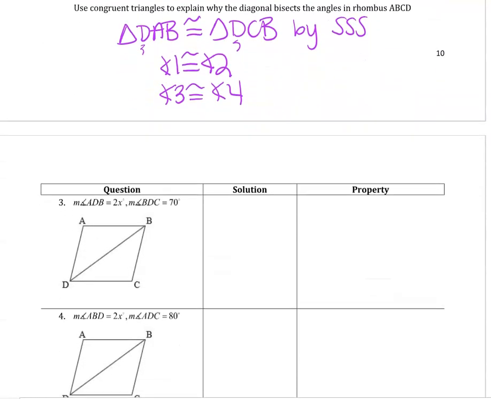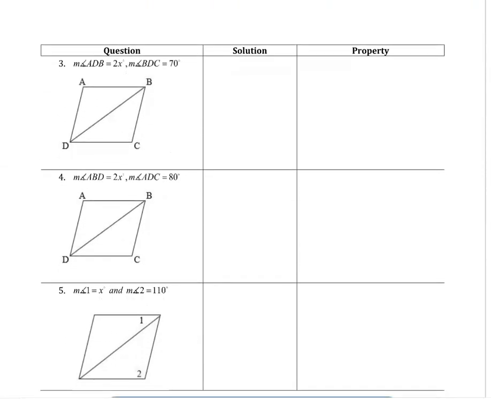All right, so on the next page. Again, I'm giving you a rhombus. I have ADB, which is this little piece right here, is 2x. BDC is 70. So again, since this is a rhombus and that's a diagonal, I know it bisects the angle. So we'll say that 2x equals 70. So therefore, x is 35. So my property used is the diagonal of a rhombus bisects the angle.